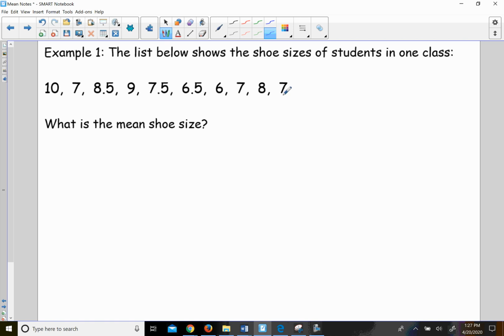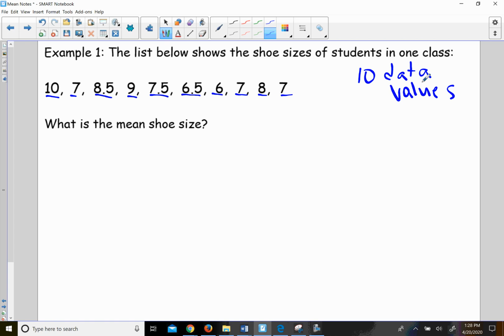The first thing you want to know is how many kids gave me an answer if I said, what's your shoe size? If you said we're going to count how many numbers there are, you're correct. There's 1, 2, 3, 4, 5, 6, 7, 8, 9, 10. I got 10 answers or 10 data values.